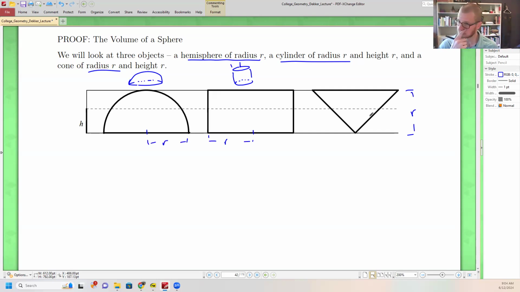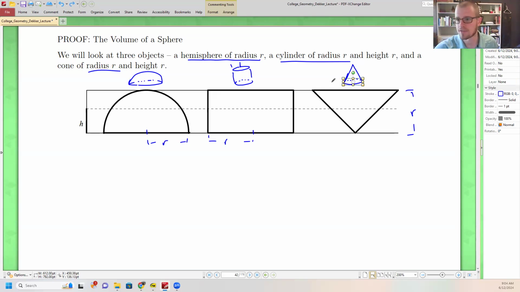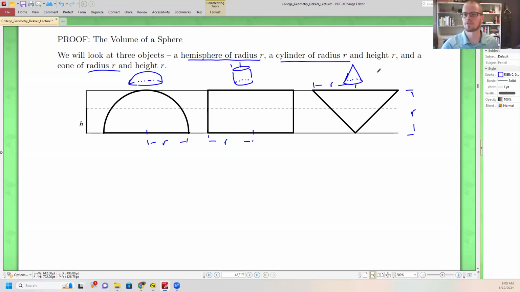And then here we have a cone. This cone is upside down for how we normally think of it. We normally think of the base, that large circle being at the bottom, and then going up to a point at the top. So it's just an upside down side view right here. Again, we have a radius of r for that base. So from here to here, we get a distance of r.